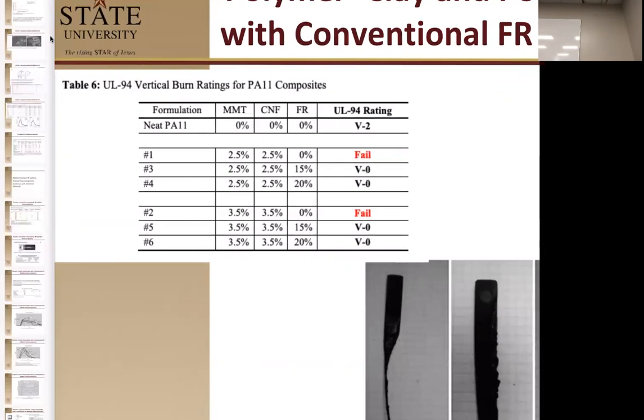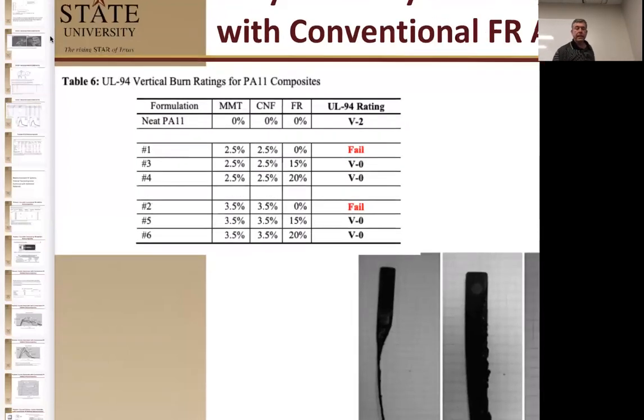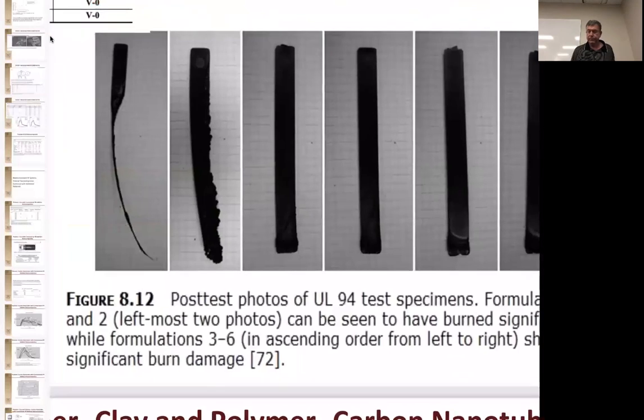The lowest loading on montmorillonite in there fails. Okay. But if you add the flame retardant, it passes. And if you add a lot more flame retardant, it passes. Again, without the flame retardant at the higher loadings, it fails, but with the flame retardant, it passes. So, I mean, do you need any of those things in there?